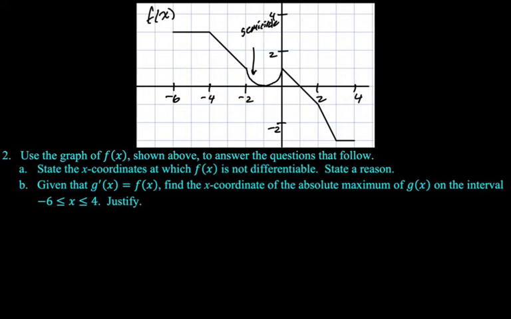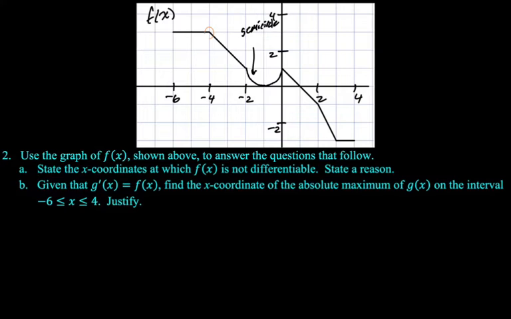All right, let's take a look at the next problem. Use the graph of f of x shown above to answer the questions that follow. So we want to state the x-coordinates at which f of x, so the actual graph that we're looking at, is not differentiable, and state a reason. This is kind of an unusual question because usually you're asked about, given the derivative, and ask a question about the derivative, which I guess we are here because we're looking for where the derivative would fail to exist.